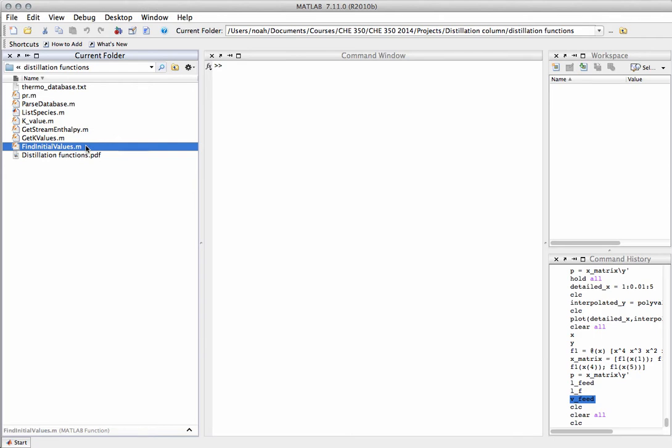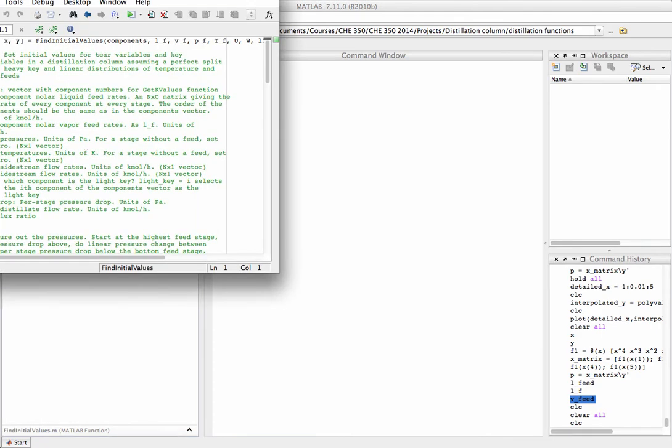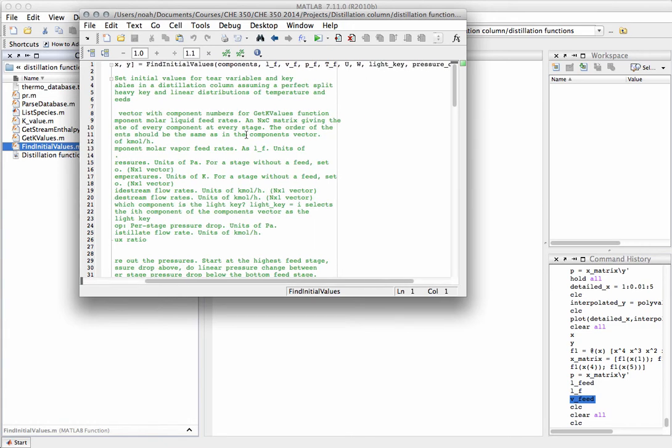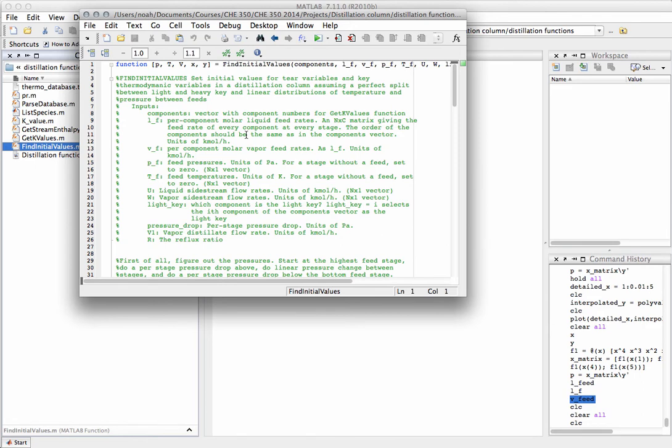Okay, so let's begin by looking at find initial values. If you open the M file for find initial values, you'll see that in the comments at the header, we've got instructions for what we need to run this. It looks kind of complicated, but everything here is pretty straightforward. There are 5 outputs: pressures at every stage, temperature at every stage, vapor phase flow rate at every stage, and liquid and vapor compositions at every stage.